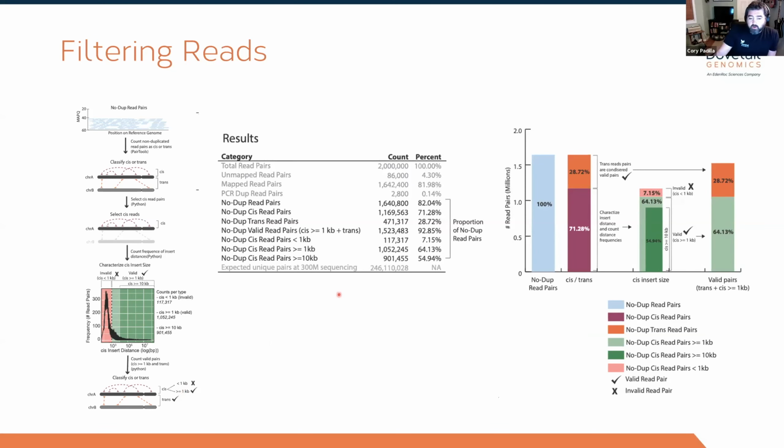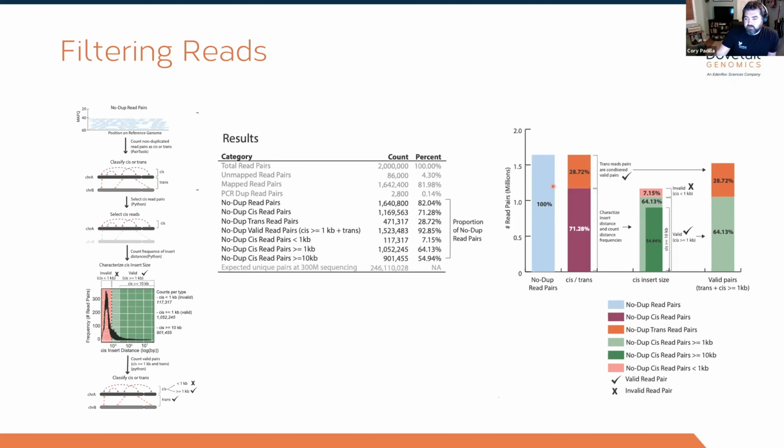And here we report again the counts, and then we show them as a proportion of no dupe read pairs. Here we want to be thinking about the amount of usable data rather than the amount of total data that was generated off the sequencer. So that's how these percentages look.